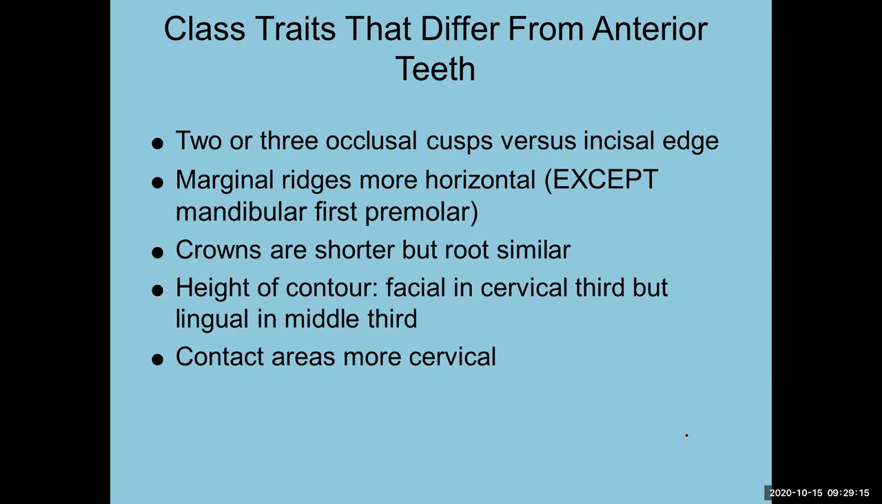Anybody? Where is your cingulum? I think that's on the cervical third. It's on the cervical third, exactly. So the facial height of contour is in the cervical third, and the lingual height of contour is in the cervical third for anterior teeth, because that's where the cingulum is. But as we go towards the posterior, the lingual height of contour is in the middle third. And the contact areas are more cervical. The contact areas on the anterior teeth are more incisal.